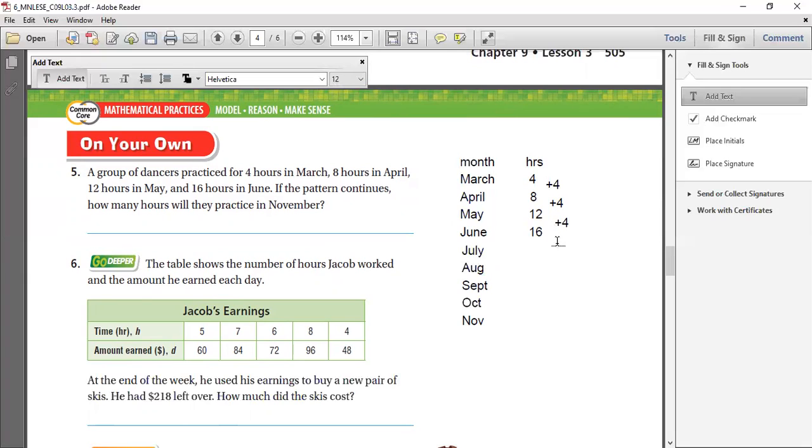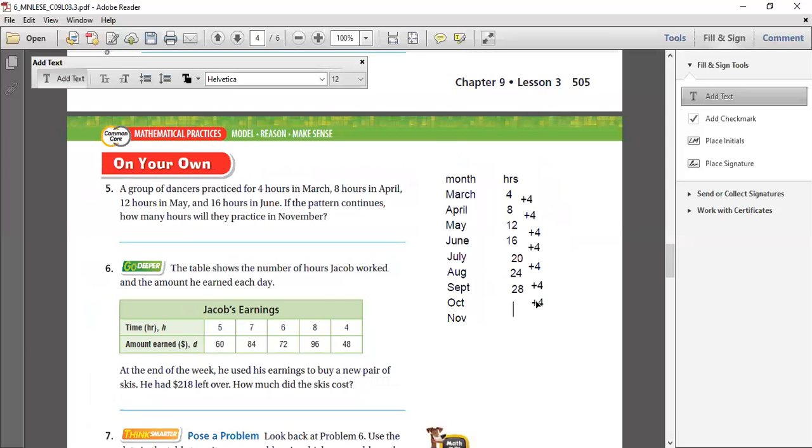Now, for July, you have to add 4 again. So how much is 16 plus 4? That's going to be 20, right? Now for August, again, you will plus 4. How much is that going to give you for August? That's going to be 24, right? Now again, for September, you need to add 4. So that is going to give you 28. For October, again, you will plus 4 because that's the pattern of the table, right? So 28 plus 4 is going to give you 32. Again, to find November, you will plus 4. So that's going to give you how many? 36. So for November, it's going to be 36 hours.